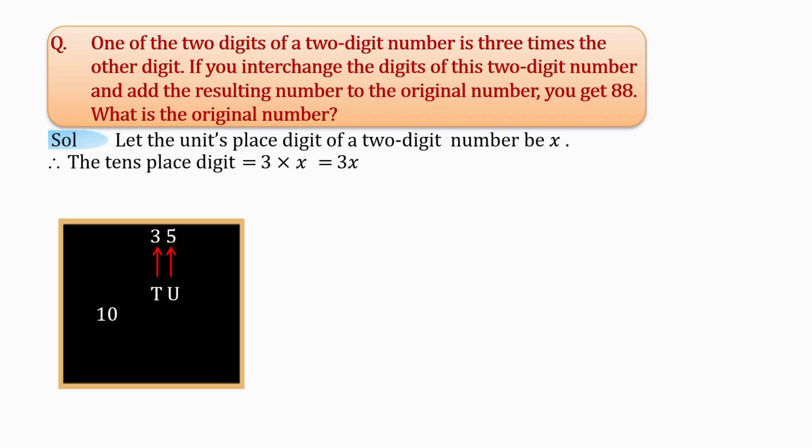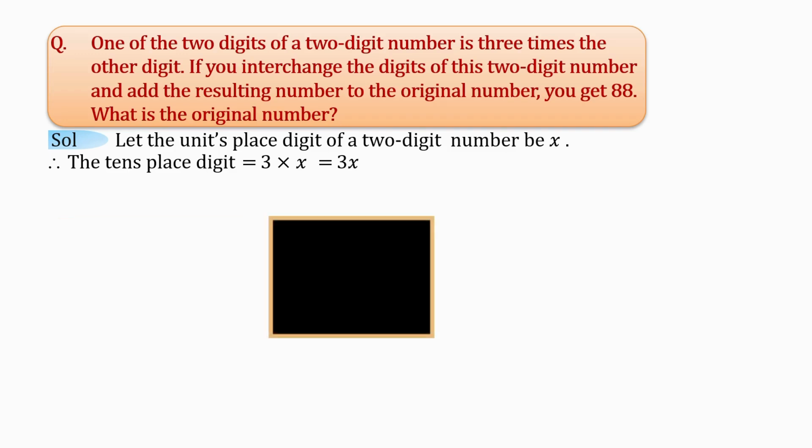So here we have shown an example. Like if we consider a number 35 where 3 is in the tens place and 5 is in the unit place, then we can represent this 35 as 10 into 3 plus 1 into 5, which gives us 30 plus 5, that is 35. So we are going to apply the same process over here.